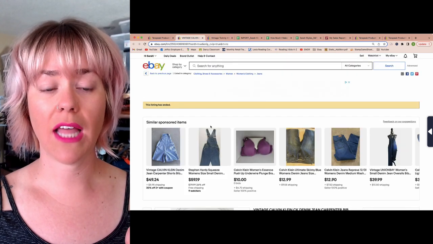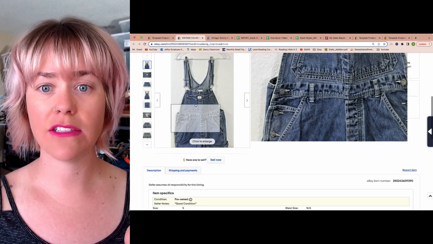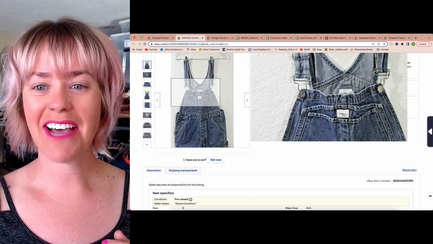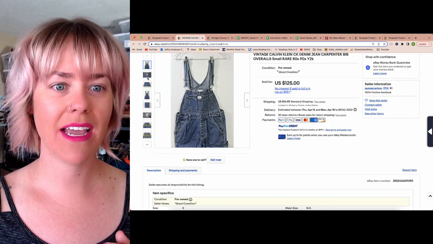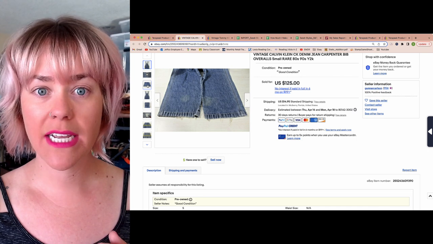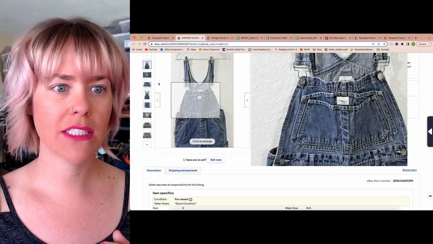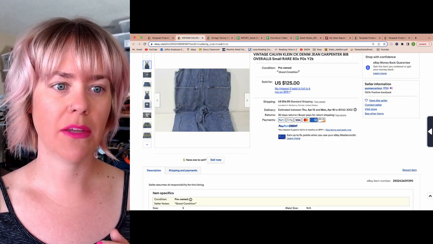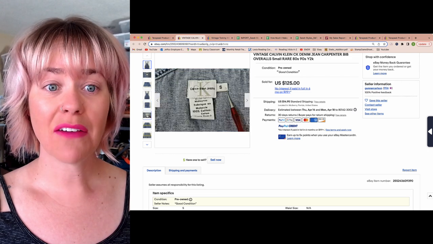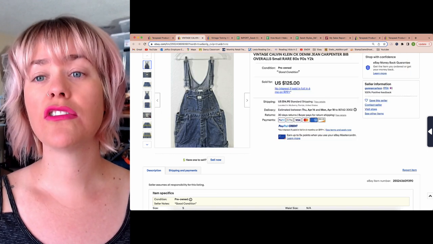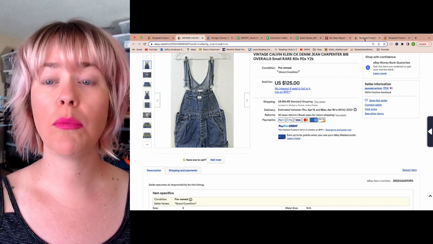Let's take a look at the Calvin Klein one. So overalls, if you're looking at 90s overalls, look at that Calvin Klein logo right there. These are probably Carpenter as well. Oh, are these shorts? Oh, no, it's just showing the wear on the bottom. Calvin Klein size small. So those are definitely things to be looking at. I pulled up a couple yesterday as well.